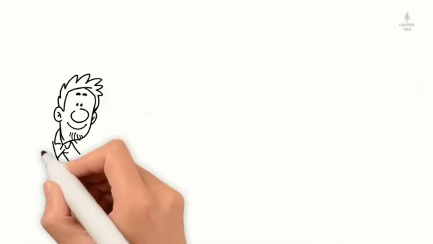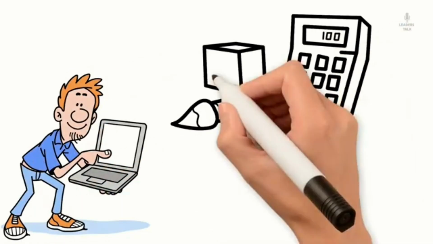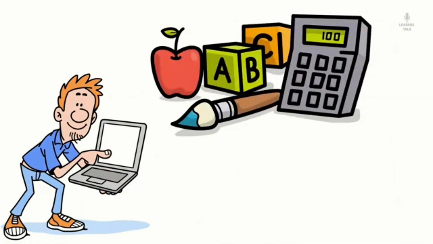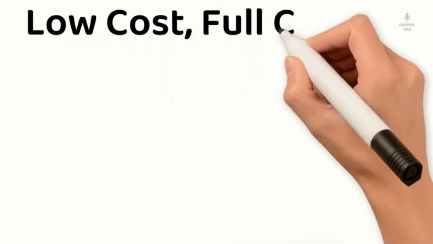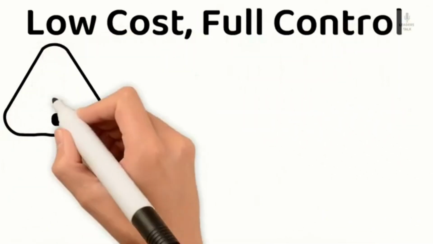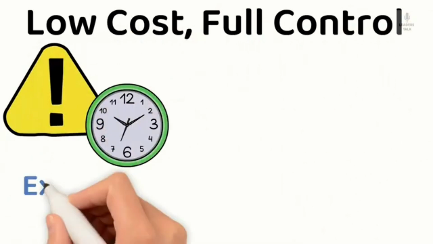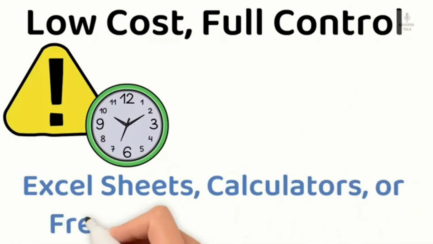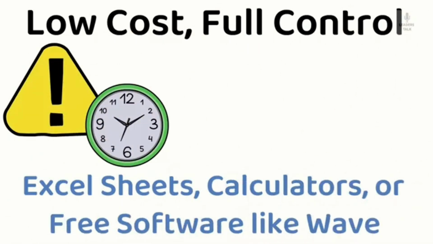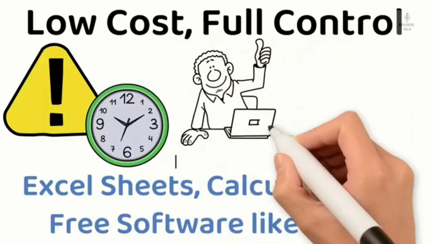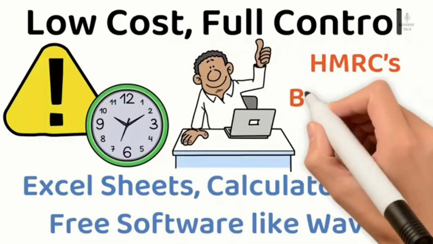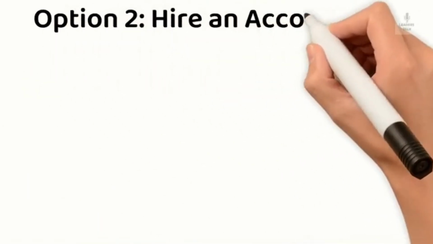How it works. You handle everything manually using spreadsheets and online calculators. Use government portals for tax filings. Pros, low cost, full control. Cons, risk of human error. Time consuming. Tools, Excel sheets, calculators, or free software like Wave. For example, a freelancer in the UK uses a spreadsheet to track time and uses HMRC's basic PAYE tools for tax reporting.